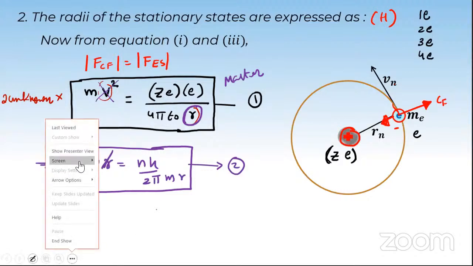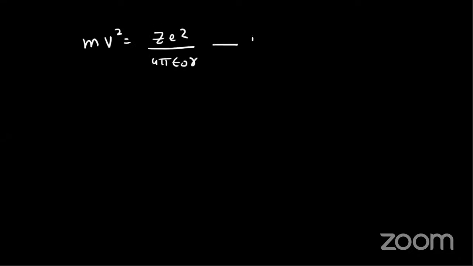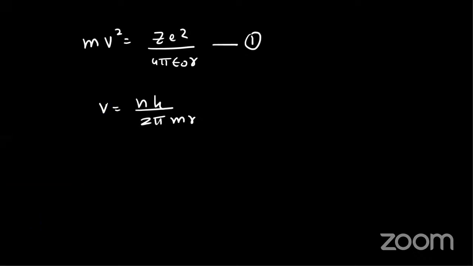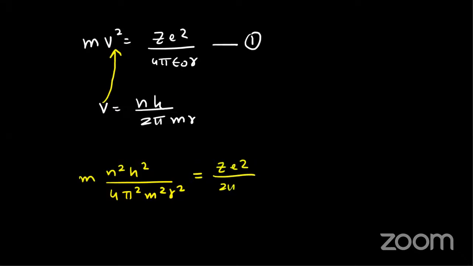Okay, I'll take a new page and I'll do it very quickly. Notice this is one of the easiest derivations you'll ever come across. So mv square is equal to Ze square by 4 pi epsilon naught r was my first equation from balancing forces. Second equation was velocity is equal to nh by 2 pi mr, from mvr is equal to nh by 2 pi, so I brought mr to the denominator. So next, the final thing, I'll put this v here. So m as it is. What is v square? v square is nothing but n square h square by 4 pi square m square r square, is equal to, what is this? I'll keep this as it is, Ze square by 4 pi epsilon naught r.